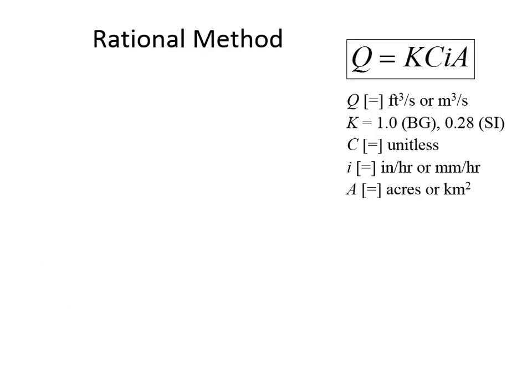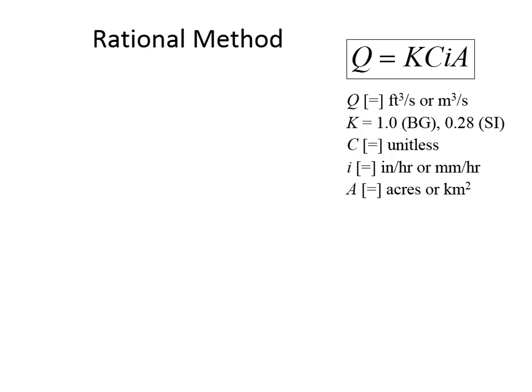All right. Well, the rational method is a way of predicting the peak runoff from an urbanized area. It can be used in rural areas, but usually it's not, and we'll talk about why that is. This is most commonly used in small urban watersheds that have a relatively uniform land cover.